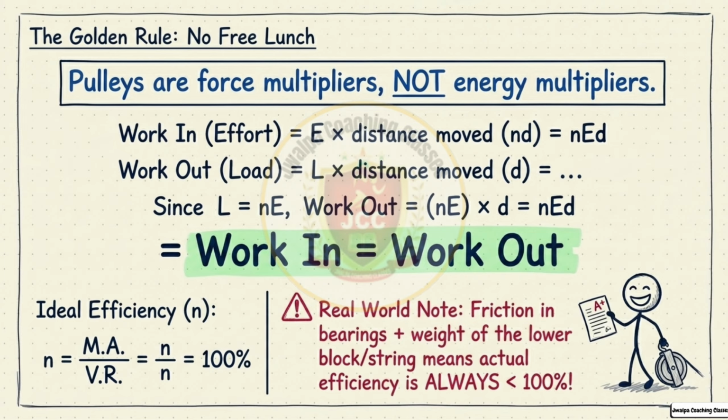For ideal efficiency, symbolized by the Greek letter eta, it's MA divided by VR, which is n over n, giving us exactly 100%. But you have to keep in mind the real-world note here. Friction in the bearings, plus the actual physical weight of the lower block and string, means your actual efficiency is always going to be less than 100%. Basically, what we have completely learned here today is that pulleys multiply our force, but never our energy. So next time you see a massive crane lifting tons of steel, ask yourself, just how many strings are pulling up on that load?